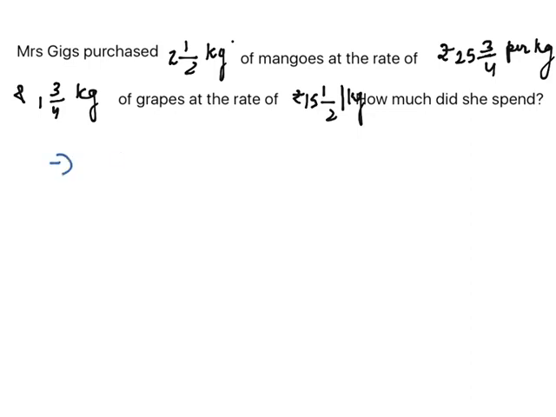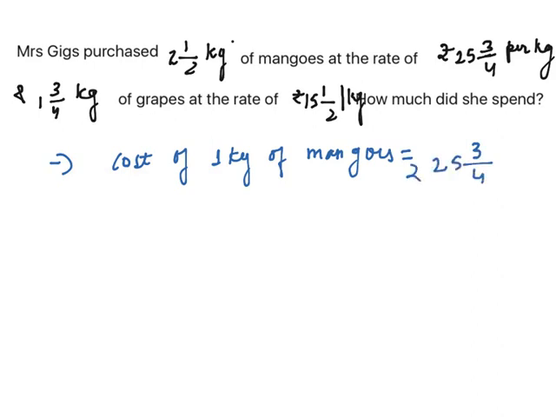In the question we are given the cost of 1 kg of mangoes, as the rate is given per kg. So the cost of 1 kg of mangoes is 25 whole 3 by 4 rupees. We will change this mixed fraction into an improper fraction. So we will get 103 by 4, as 25 times 4 is 100 plus 3 is 103. So the cost of 1 kg of mangoes is 103 by 4.